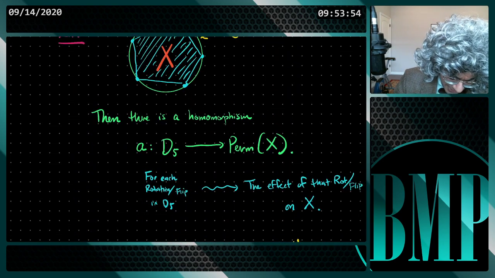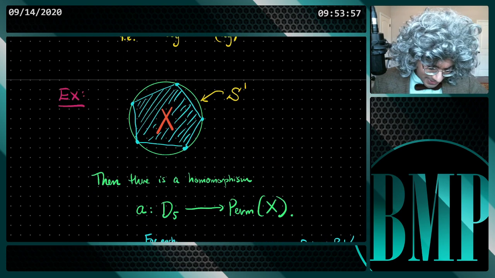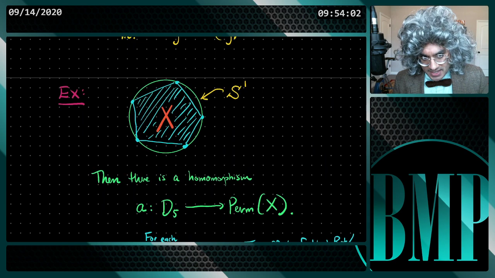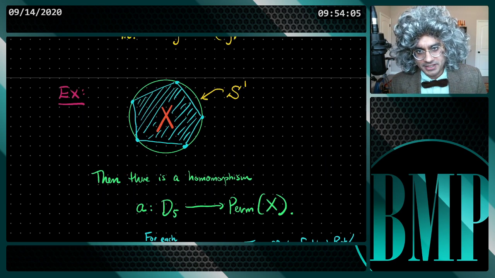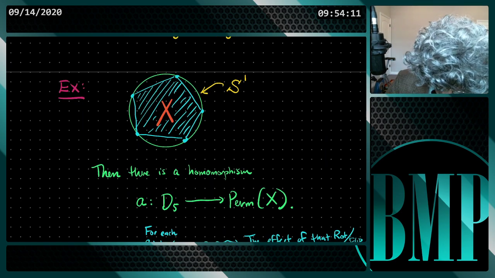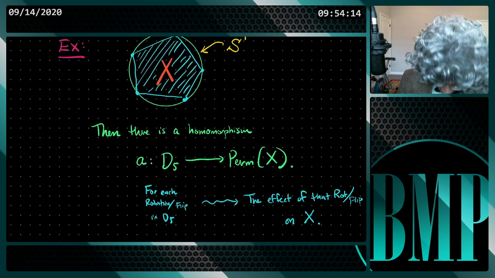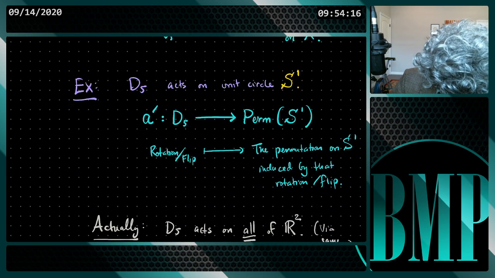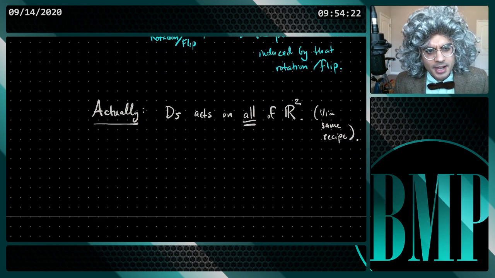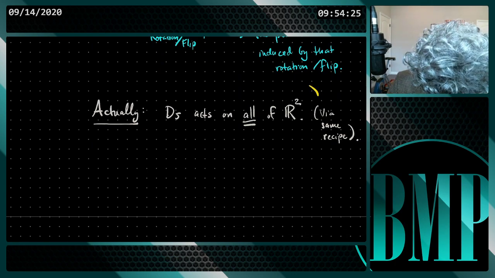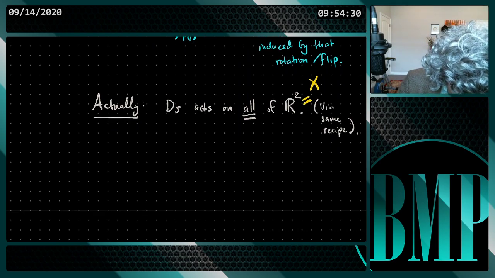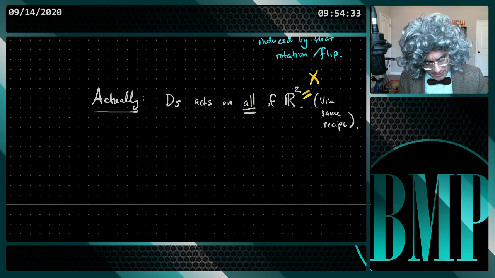So look at this. I just want you to witness the vastness of this concept. So yes, D5 acts on the pentagon. When someone tells you that, it's like, okay, of course it does. That's kind of obvious. So in the first example, X was the pentagon. In the second example, X was the unit circle. In the third example, X is all of R2, the whole plane. Amazing.